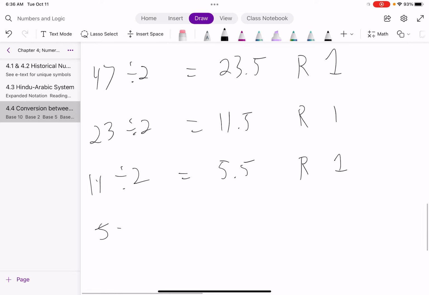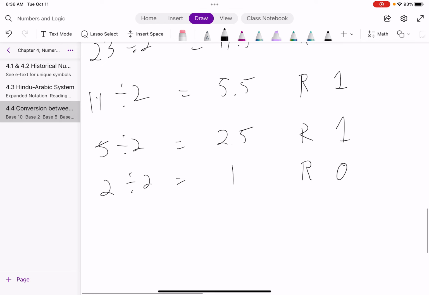5 divided by 2, which is 2.5. I got a remainder of 1. 2 divided by 2, which is 1. That went in perfectly, so a remainder of 0. 1 divided by 2, which is 0.5. Remainder of 1. I've got a number less than 1, so I know to stop.